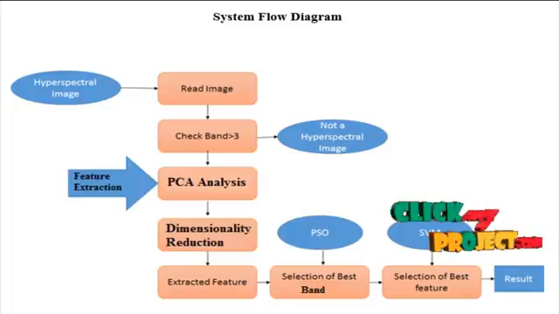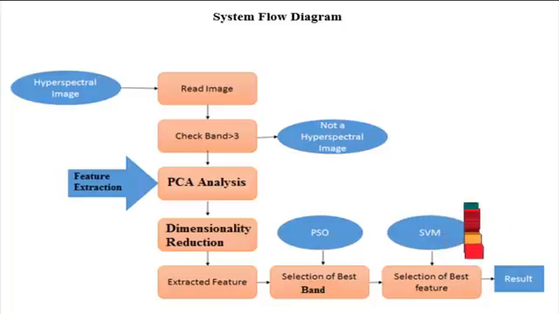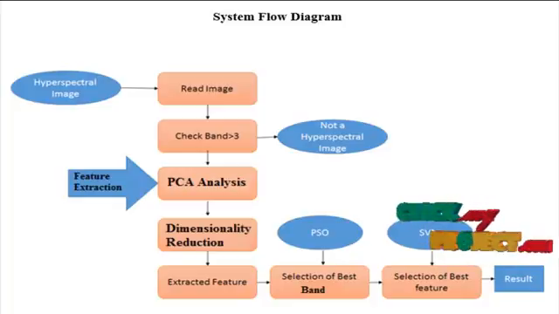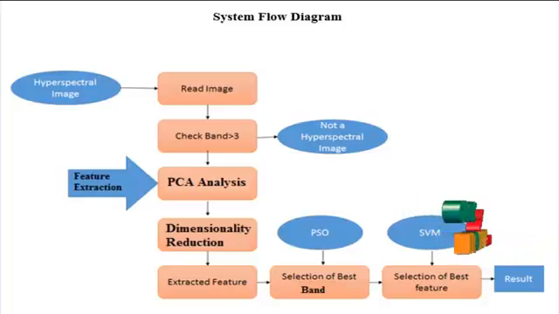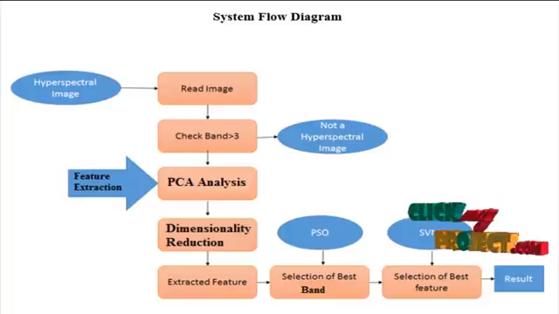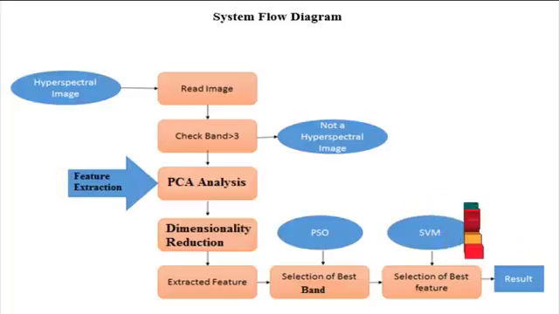Using PCA, we can reduce the hyperspectral image dimensionality. After dimensionality reduction, we extract the remaining features. Then the selection process is carried out using PSO, that is particle swarm optimization. PSO shares many similarities with evolutionary computation techniques such as the genetic algorithm. The system is initialized with a population of random solutions and searches for optima by updating generations. However, unlike GA, PSO has no evolution operators such as crossover and mutation. In PSO the potential solutions, called particles, fly through the problem space by following the current optimum particles.